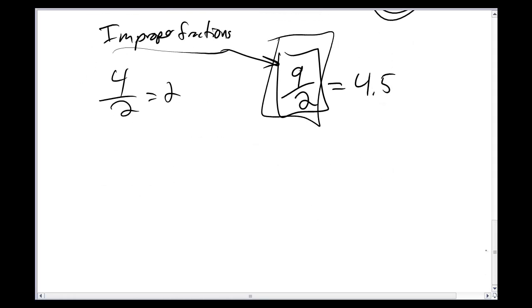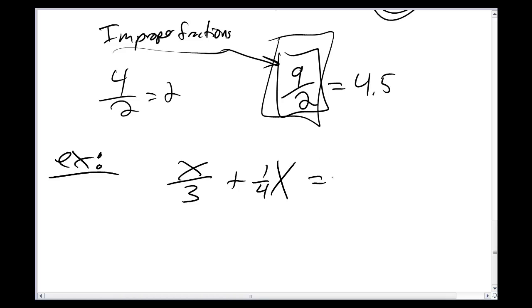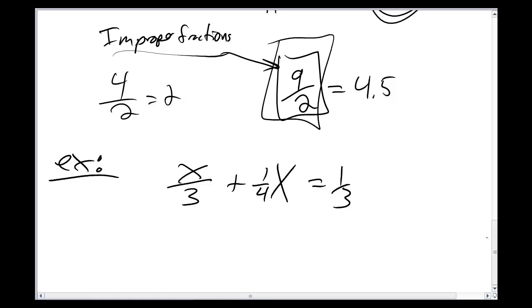So, having said that, let me give you an example. And I know I just gave a disclaimer saying I wasn't going to give examples in here. But here's my example. I've got x over 3 plus 1/4 times x equals 1/3. And here's how I solve this sort of thing. First of all, I look at these denominators. And I see that I've got a 3 in one denominator, a 4, and a 3. This tells me that my lowest common denominator here is going to be 12.